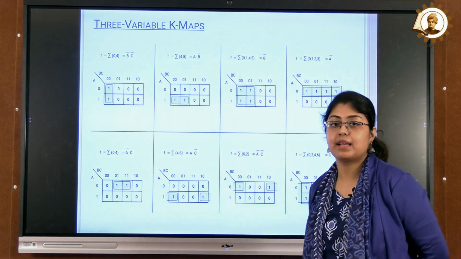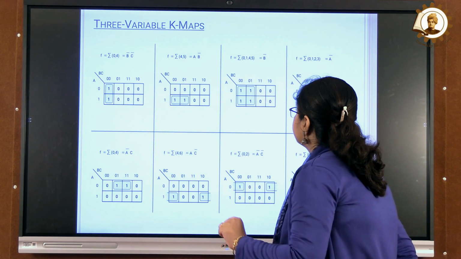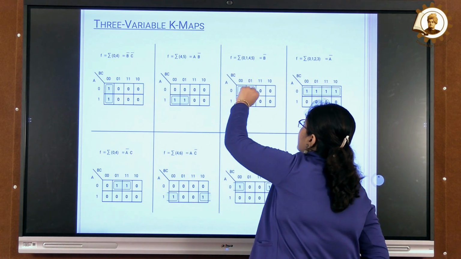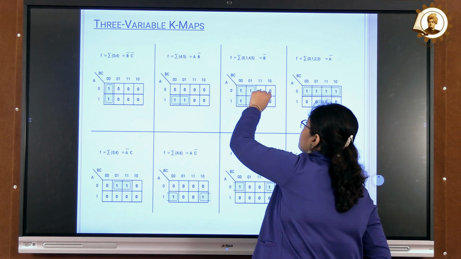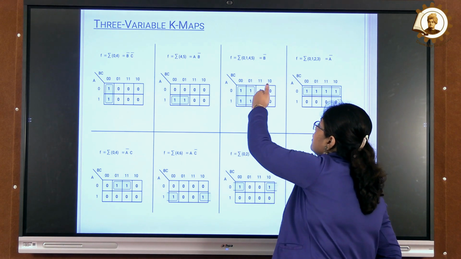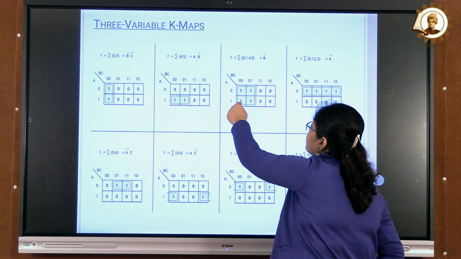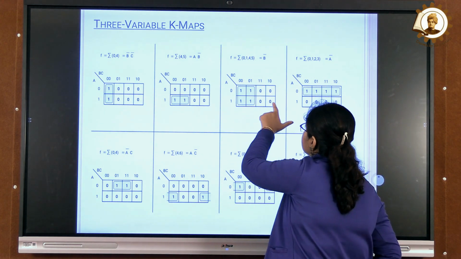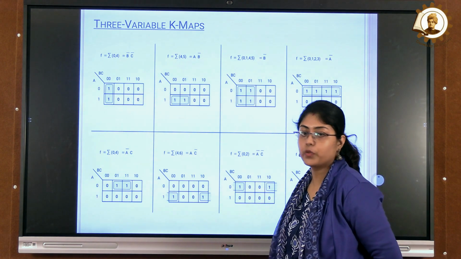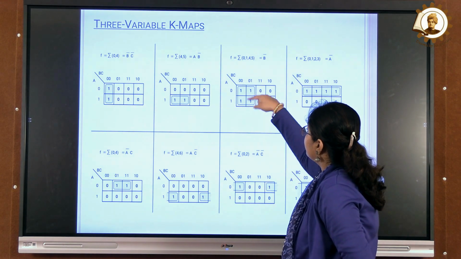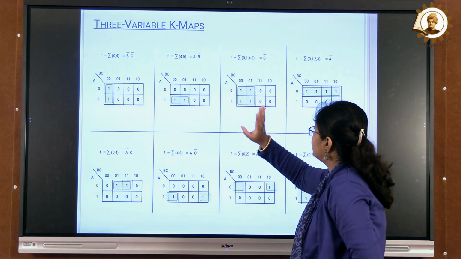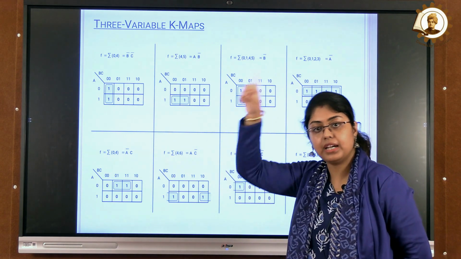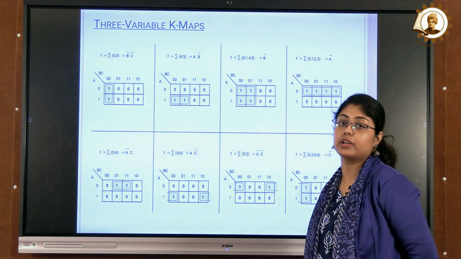So let us take one example of 4 groups. M0 is 1, M1 is 1, M2 not present, that is 0, M3 not present, this is 0, M4 present, so 1, M5 present, so 1, M6 and M7 are 0. Now we can make 2 pairs here, but that is of no use. Always check for the bigger group.